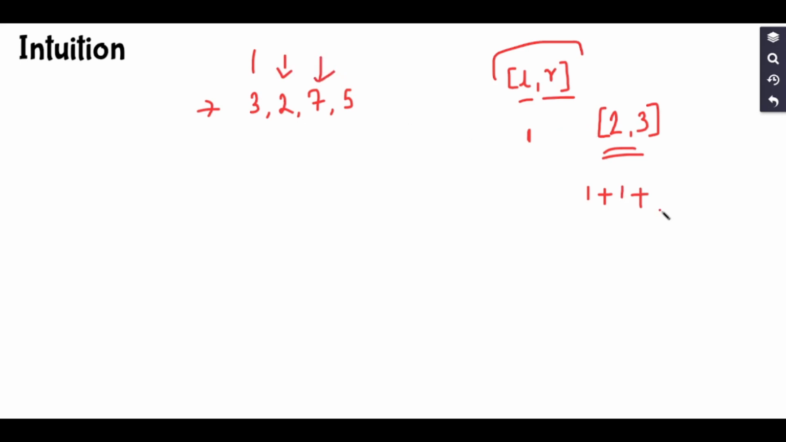Does 7 lie in this range? No. Move to the next element. Does 5 lie in this range? No. So the answer is 2 for this query. So this is one of the strategies to solve this problem, the naive one.